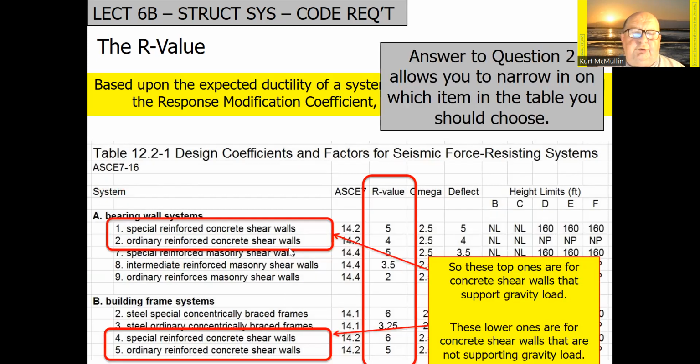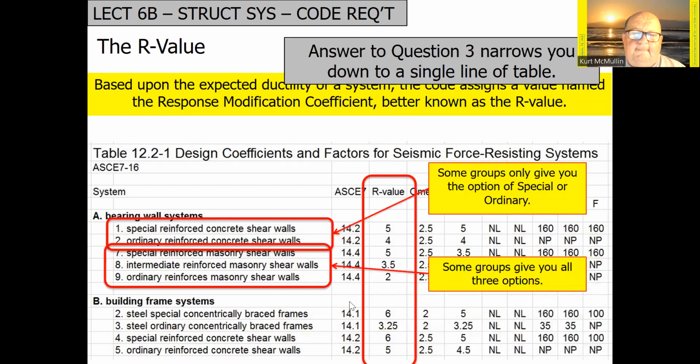The answer to question 2 then allows us to narrow it down to whether we're using shear walls for our structure or some other type of system. So if we're a bearing wall system, we're up here in A1, A2. If we're not a bearing wall shear wall, we're in categories B4, B5. Finally, the answer to question number 3 is going to narrow this down to a specific line in this table.